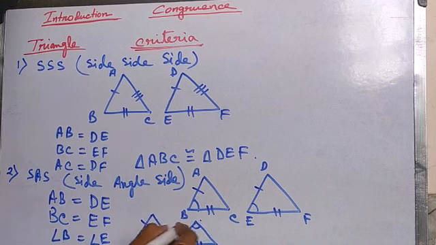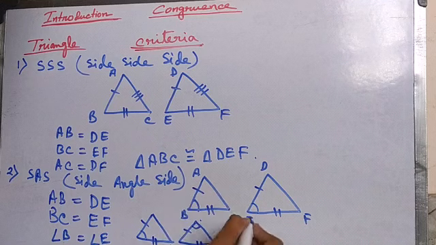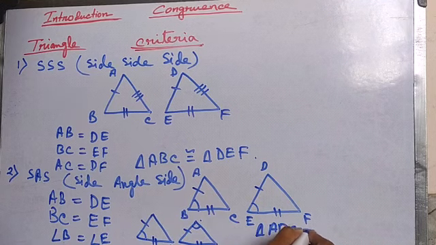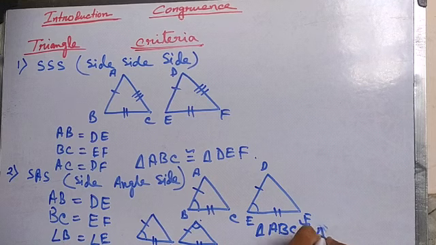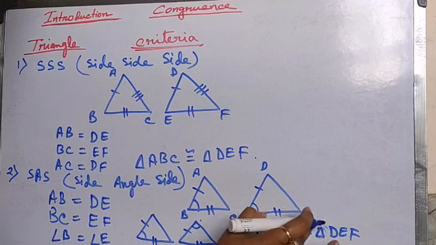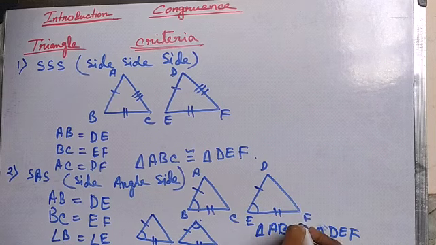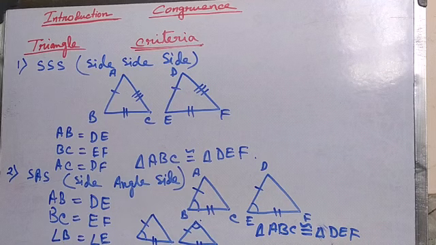So for this figure we can write that triangle ABC is congruent to triangle DEF. So this will be a cross.